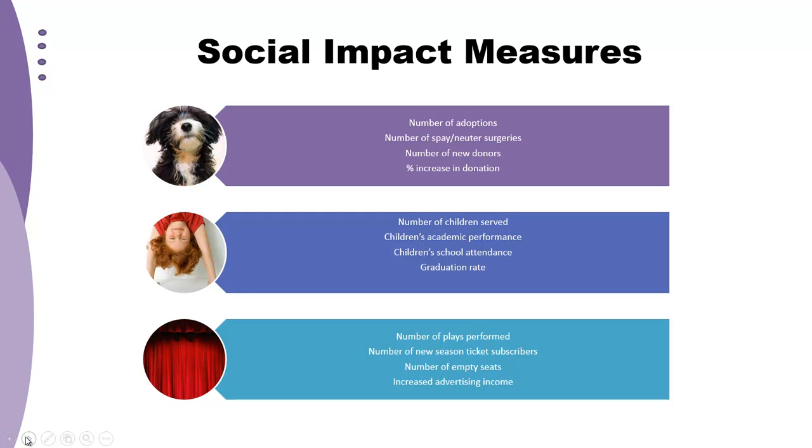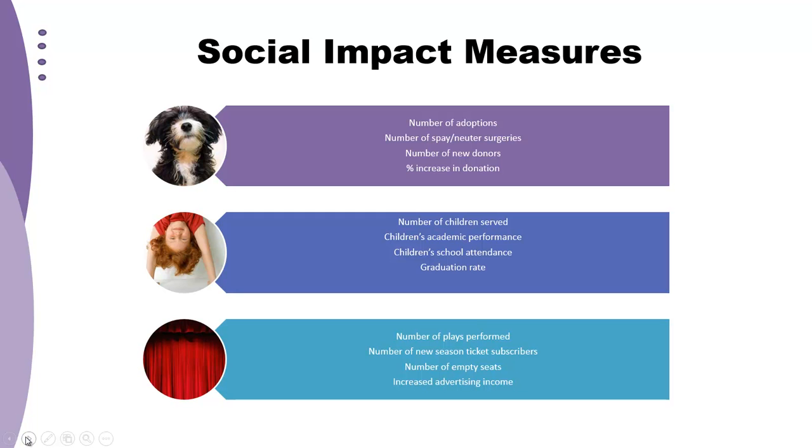We really want those kids to do better in school, so we could actually try to find out how those kids do academically, and does being a part of our program mean that they perform better in school. We could look at their school attendance, and then we could look at the graduation rate of a particular school to see if our association with the school makes it a better school for kids.